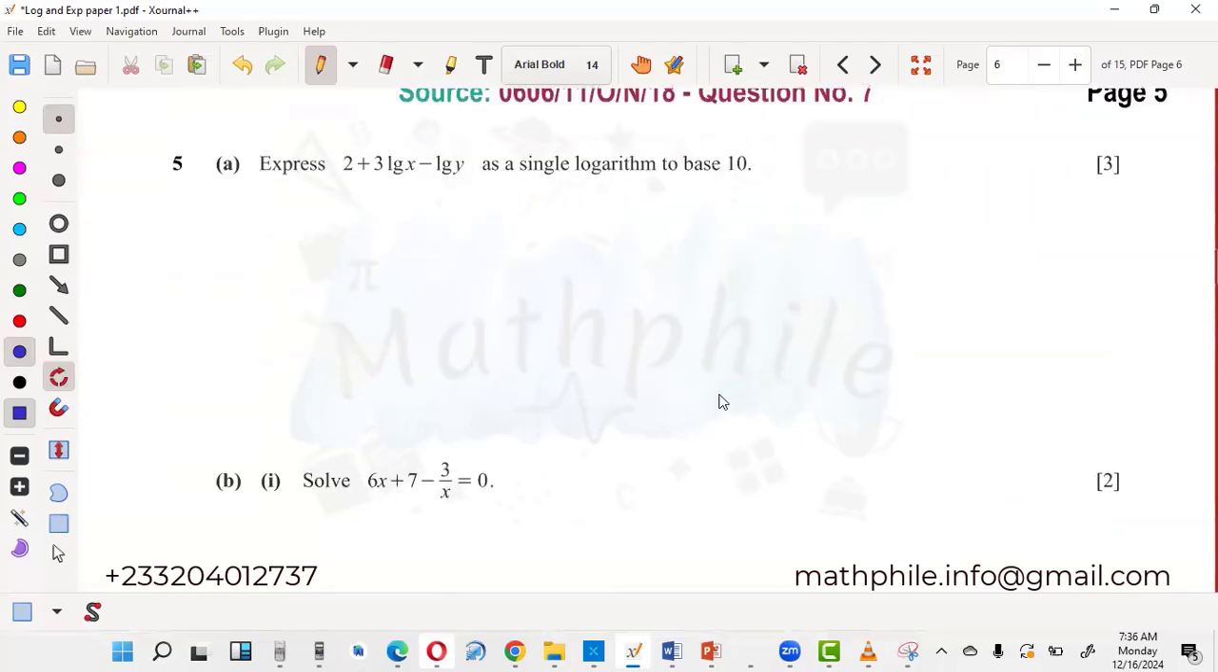We have to express this one as a single logarithm. I've done most of the talking. Let's see if we can do this one as well. Yes, sir.